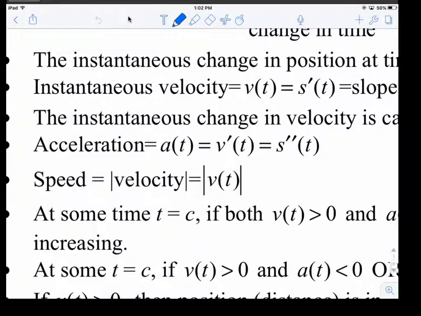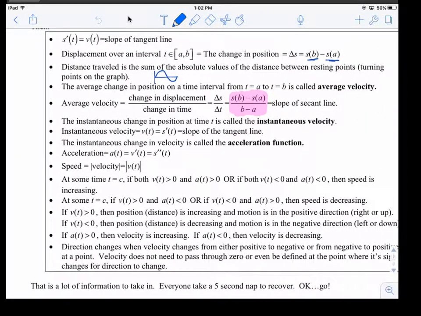So if they were asking you what is the speed over a particular interval, even though your velocity might be negative, to calculate the speed, you would just take the absolute value of it. But most of the time what you will see with regard to speed is you have to connect both acceleration and velocity together. So the first one that I have here is if both the velocity is positive and the acceleration is positive, or if the velocity is negative and the acceleration is negative, then speed is increasing.